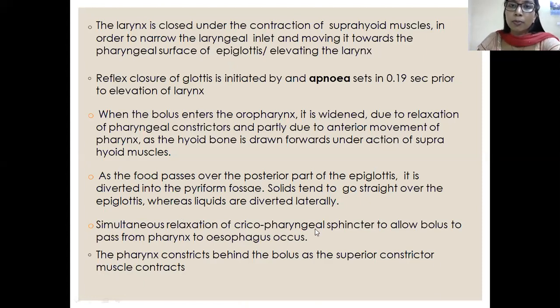As soon as the food passes into the esophagus, the pharynx constricts behind the bolus as the superior constrictor muscle contracts. So the pharynx first dilates as long as the food is passing through it, but once it has passed through, the superior constrictor constricts again and increases the pressure in the pharynx so that the food cannot come back from the esophagus.